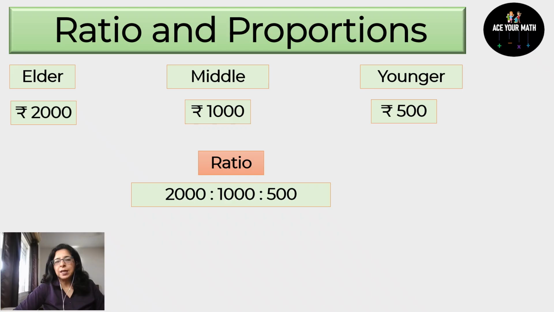Now if you see, again, this is not in the simplest form. All numbers are ending with two zeros. It means all of these are easily divisible by 100. So let's divide them by 100. You get 20 is to 10 is to 5. Now they are further divisible by 5. So 20 divided by 5 gives you 4, 10 divided by 5 will give you 2, and 5 will give you 1. So it means the younger one will get one part, the middle one will get two parts, and the elder one will get four parts.